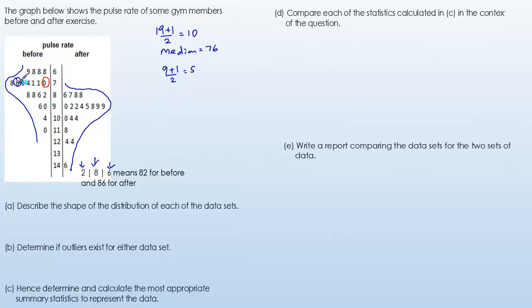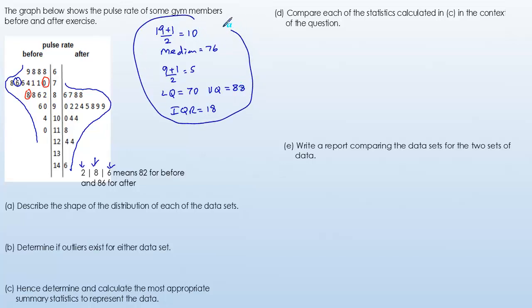And after the median, 1, 2, 3, 4, 5. So the lower quartile is 70, and the upper quartile is 88, giving us an interquartile range of 18. And all of that was for the before.